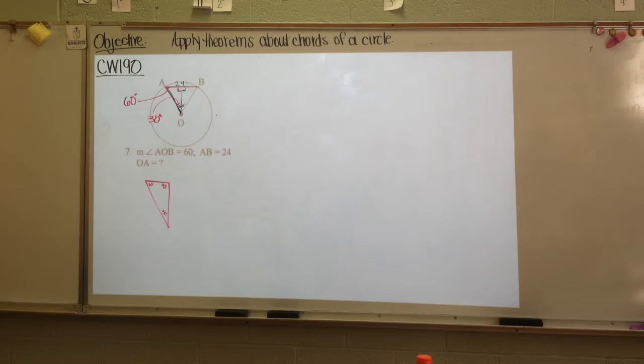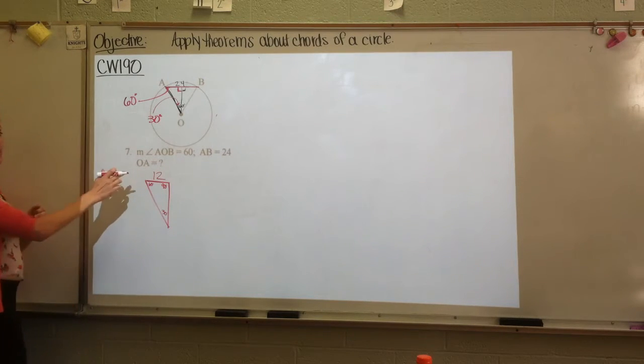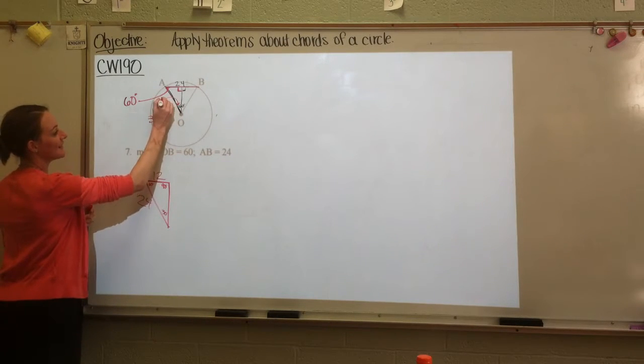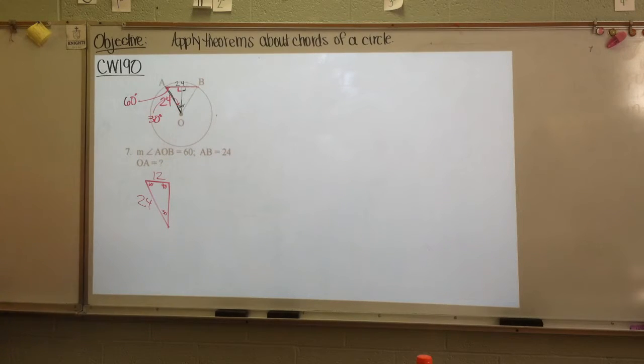So now what can I do? Is 12 my short side? Yes. So true. All right. So 30-60-90 is what relationship? Times 2. So this is going to be 24. I know. You should have said something. I always go the harder route, as you guys know. We could have skipped all that. It was 60, 60, 60, so it could have been 24, 24, 24, because the angles are congruent, so the sides are congruent.